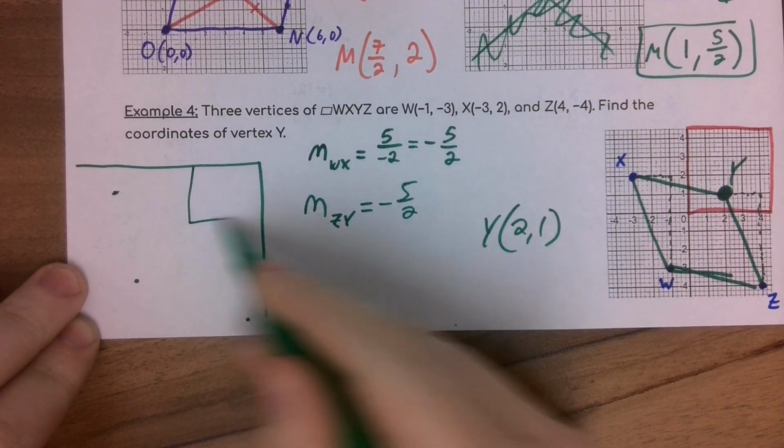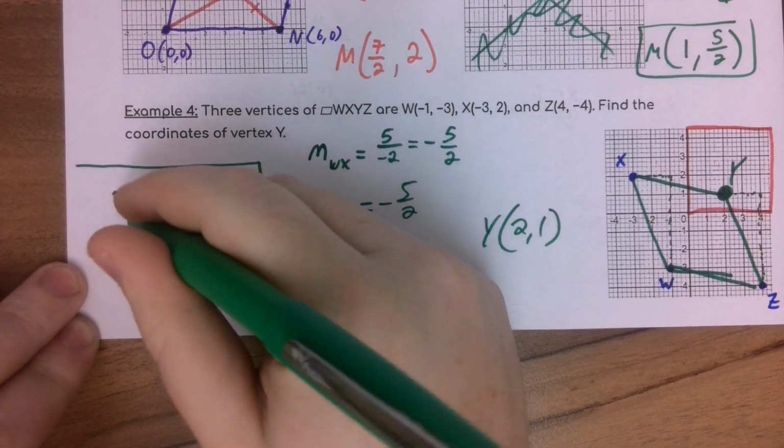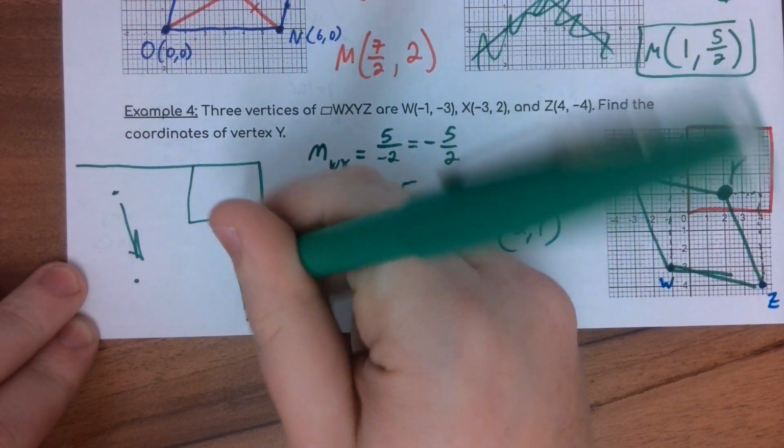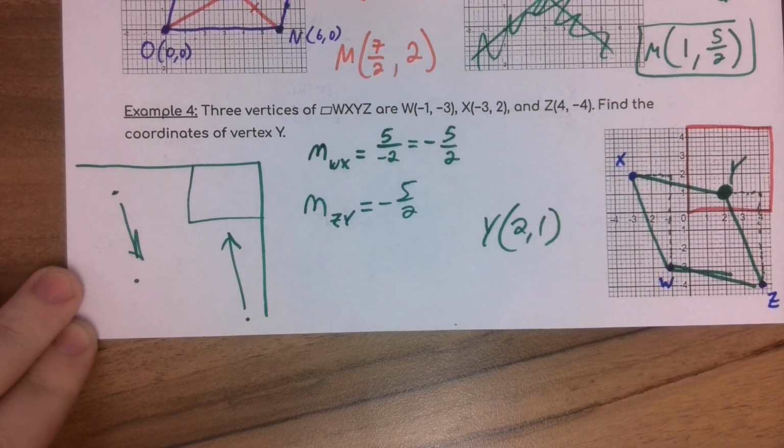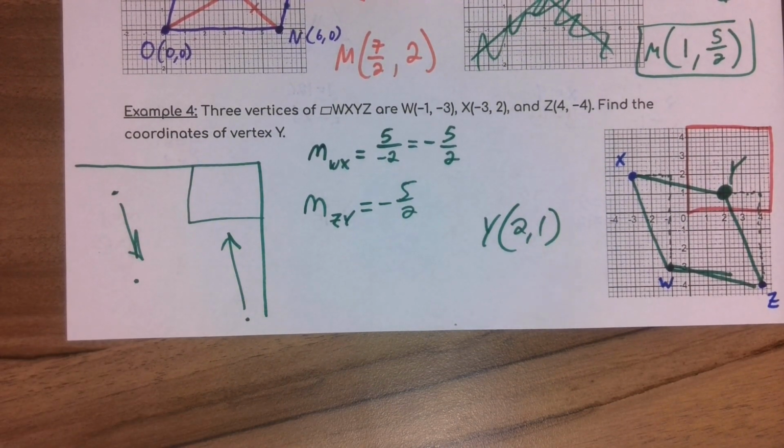So we know that Y has to be up here, and we can just find the slopes mathematically as well by doing y2 minus y1 over x2 minus x1. I don't recommend this. This is not for the faint of heart. I do recommend graphing, and you will have a graph on your test.